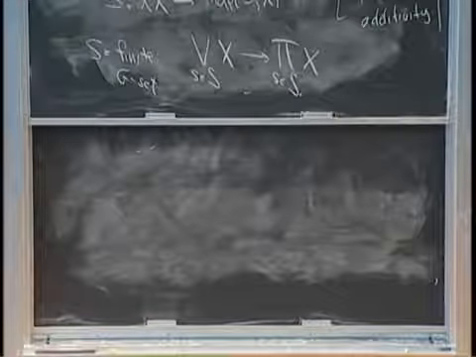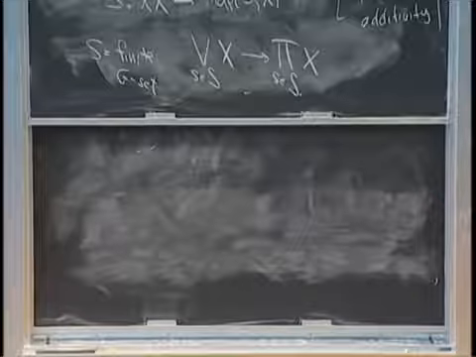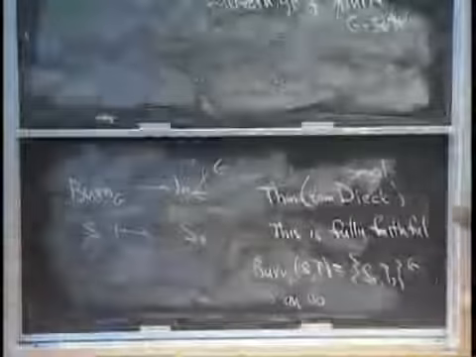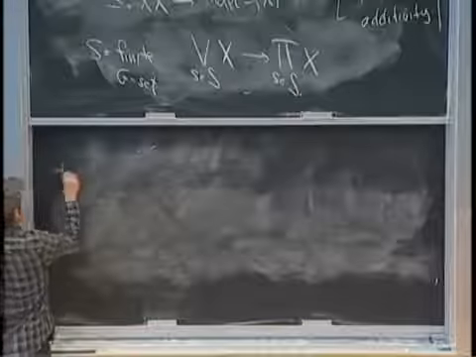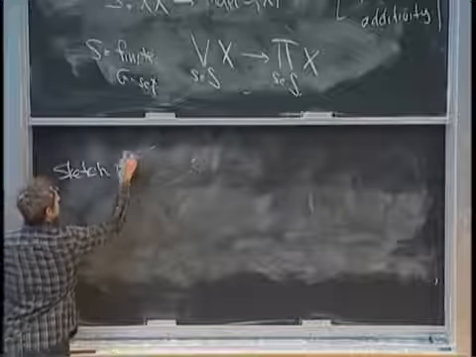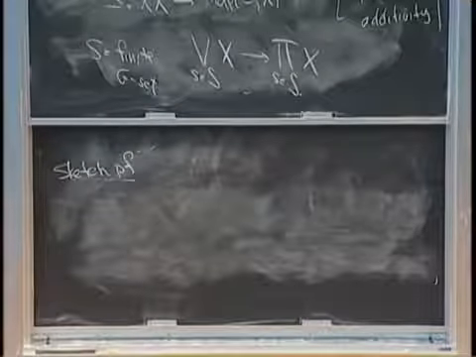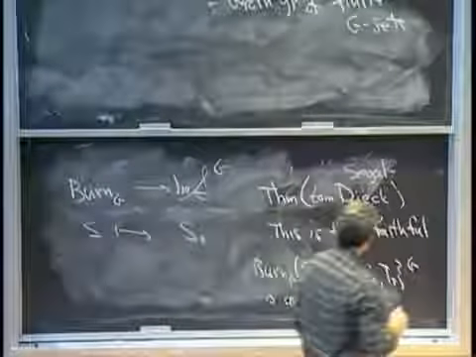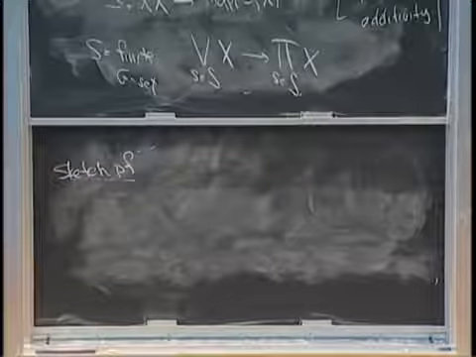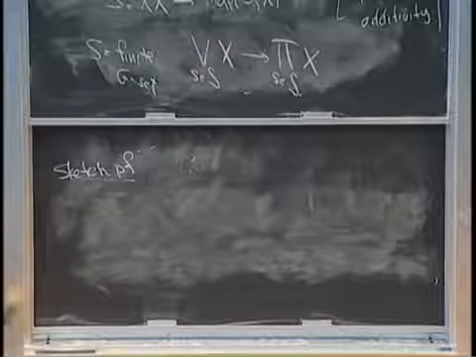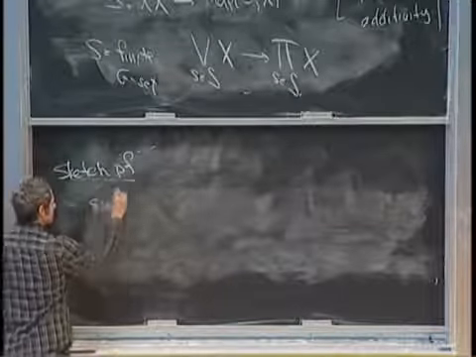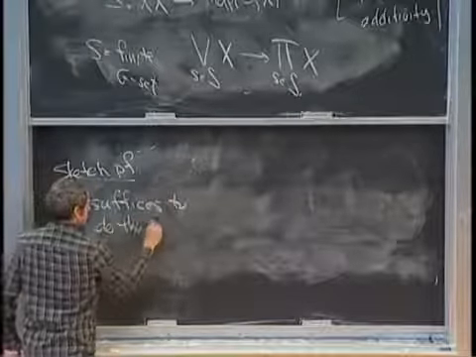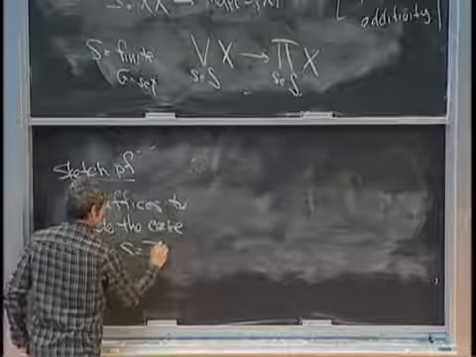Let me sketch the proof. This is surprisingly easy to prove once you get yourself set up right. By Spanier-Whitehead duality and reducing to orbits and things, it suffices to check the case S equals T equals a point.